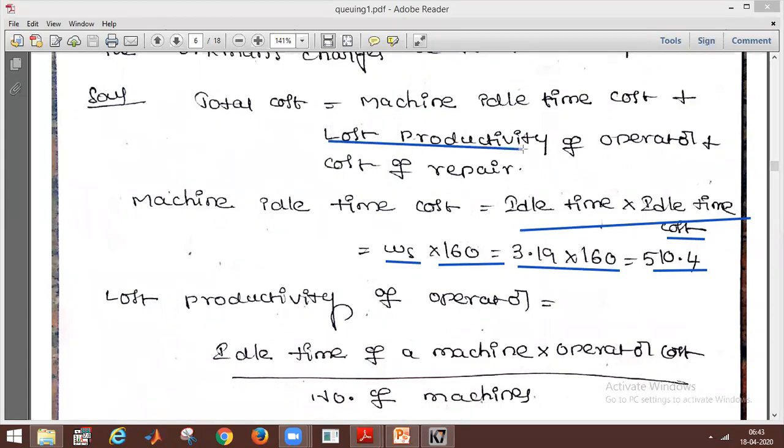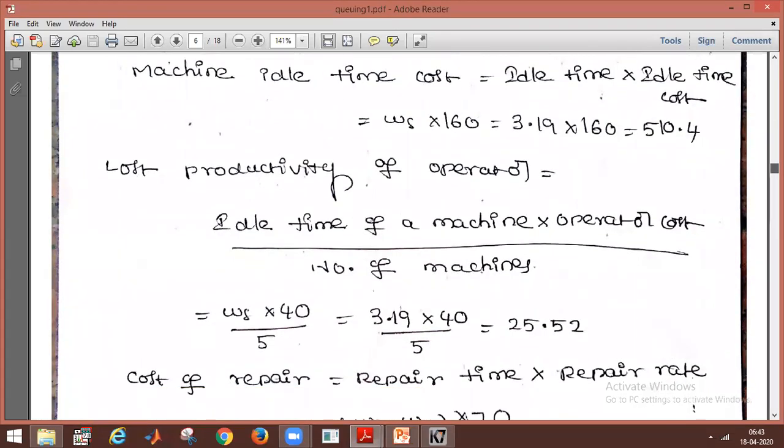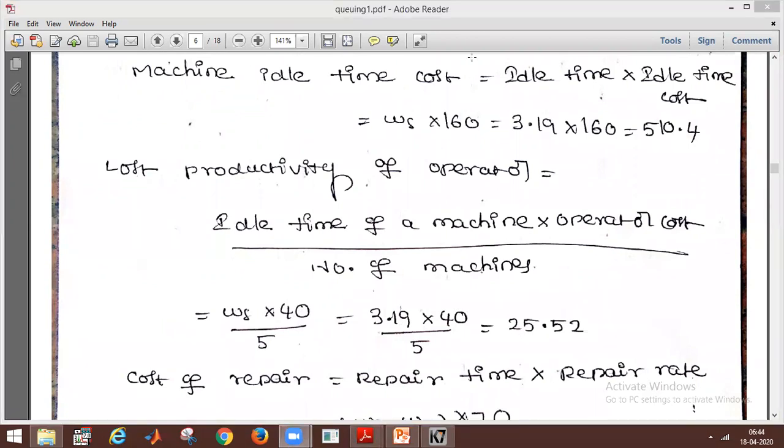What is the second thing? Lost productivity of operator. The formula is the idle time of a machine into operator cost by number of machines. Substitute the values: here there are 5 machines, the operator cost is 40, and the idle time of a machine is WS. Both values are substituted, and we will get the required solution. And what is the third thing?